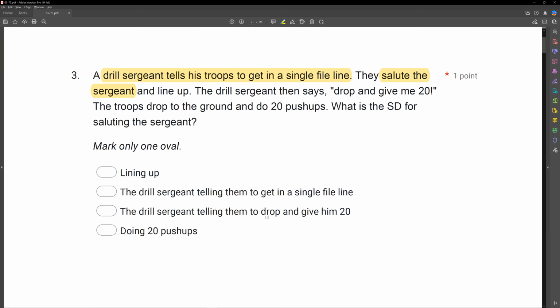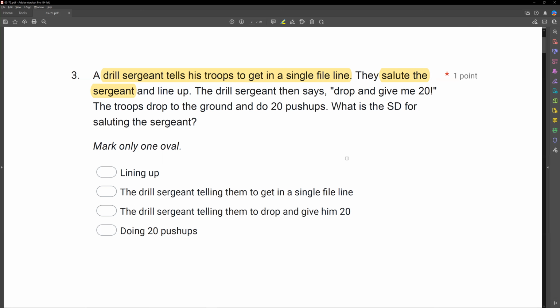C, the drill sergeant telling them to drop and give him 20. Well, that comes way after saluting them, right? So it can't be the antecedent or the SD. And then doing 20 push-ups. That's our last thing. Again, SDs are antecedents. The SD has to come before the response, right? The SD is going to evoke that response. So what comes right before? What evokes it? Well, the drill sergeant tells his troops to get in a single file line.